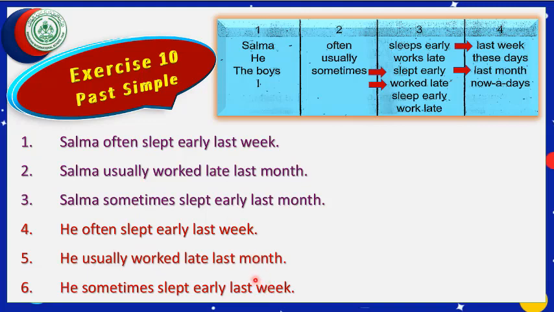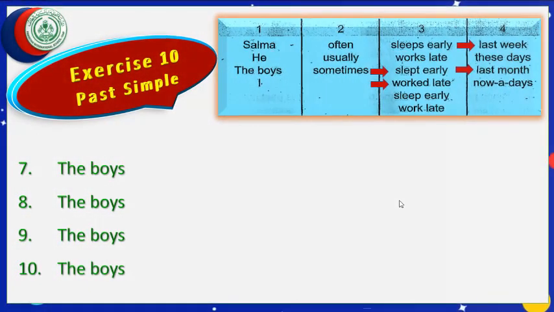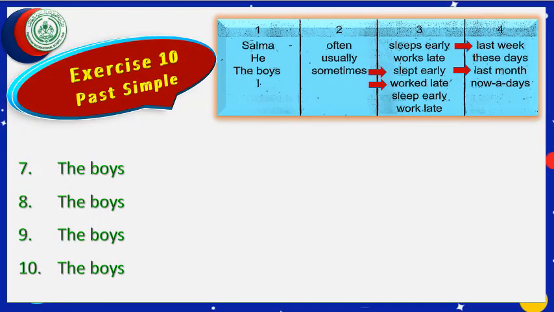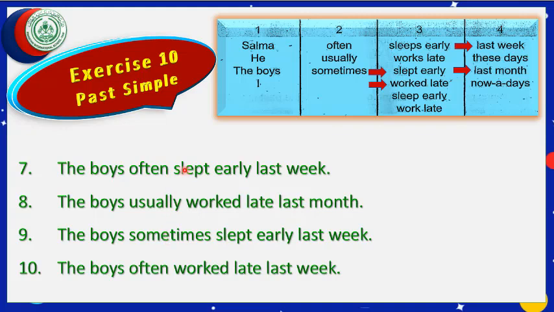We are making sentences by using past simple tense now. Now, we cannot use these days or nowadays. We cannot use sleeps, works, sleep or work. You understand it now. Let us move to the next slide and make 4 more sentences by using the subject, the boys. While using the subject, the boys, adverbs will be the same. You will write here slept, worked, slept, worked. And at the end there will be last week, last month, last week, last month.